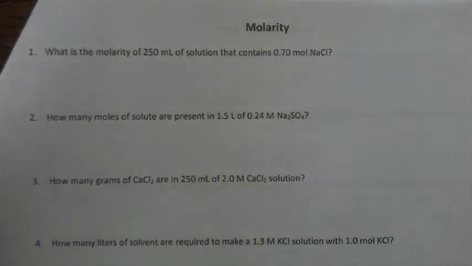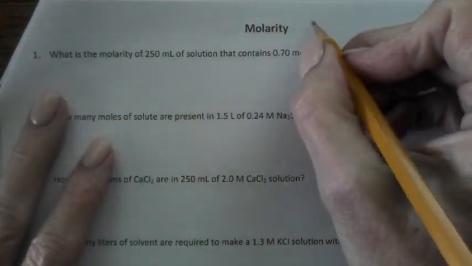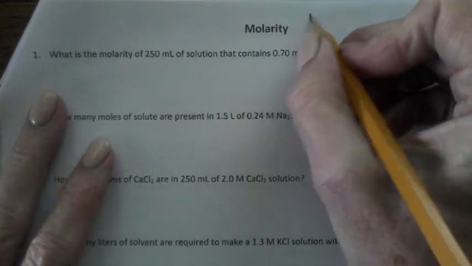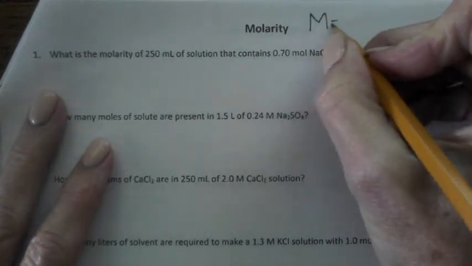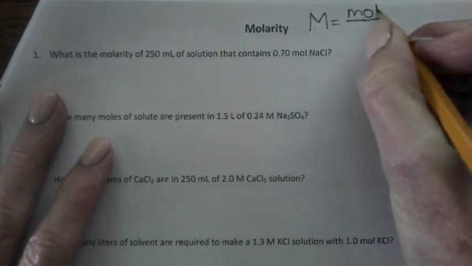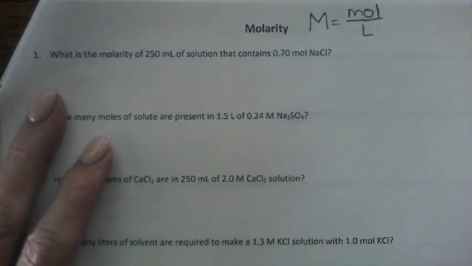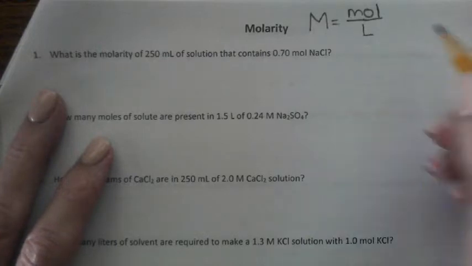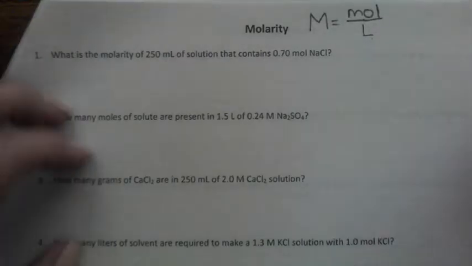Before I do that, I want to go ahead and write the formula for molarity at the top. Remember, molarity is moles over liters, and it has to be in liters. The volume has to be in liters. If it's in milliliters, which we're going to put it in milliliters and make you convert it, you just have to convert to liters.